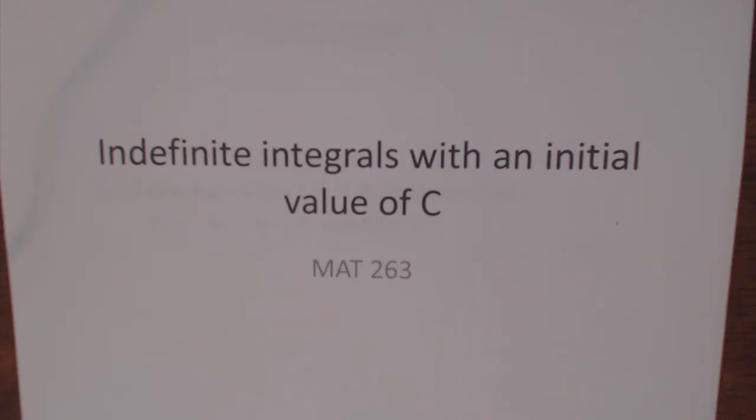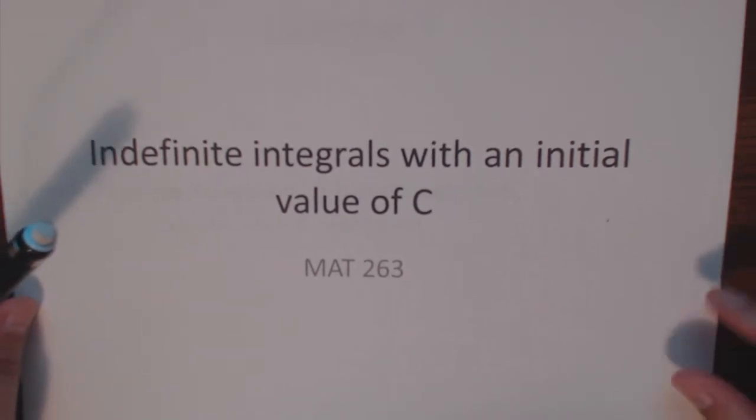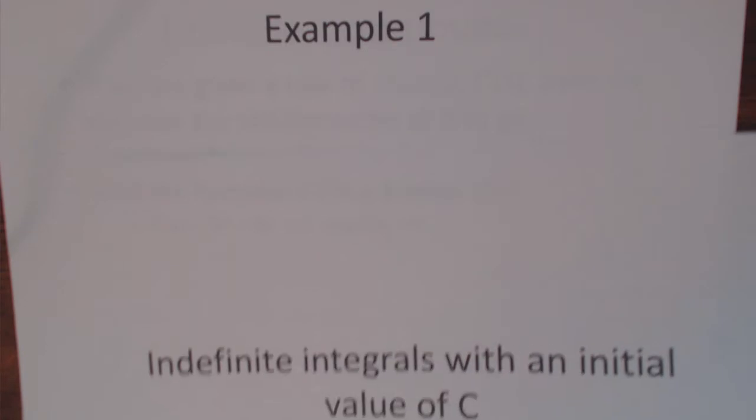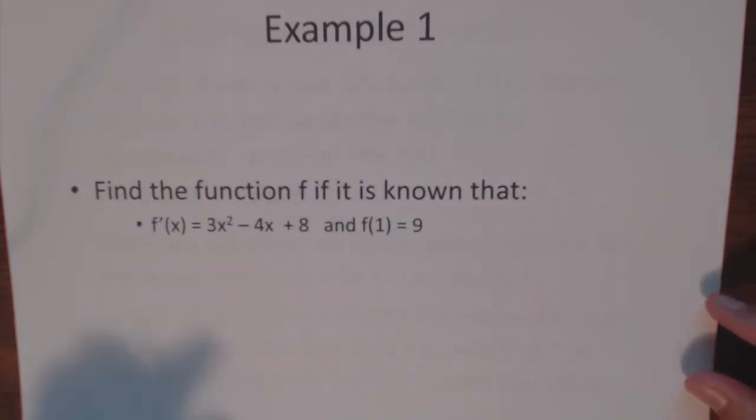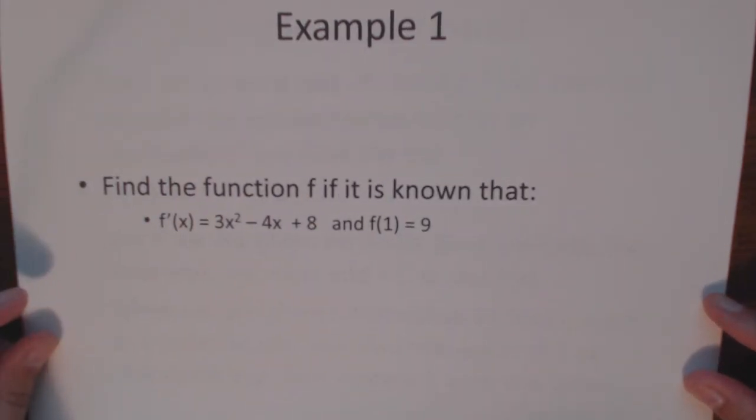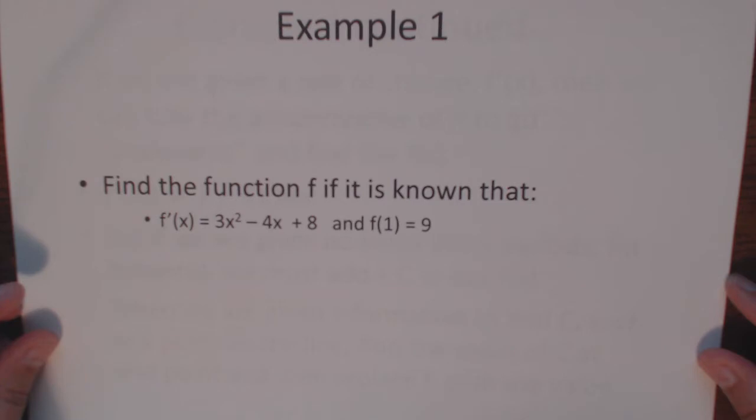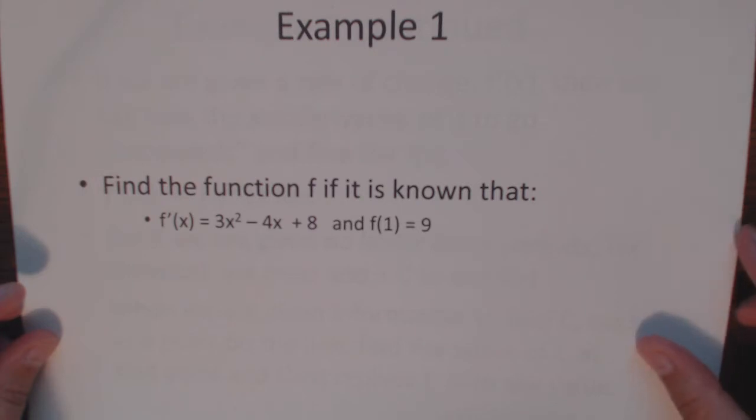This lesson is on indefinite integrals with an initial value of c. We call this initial or fixed value problems, and so we'll start with just a generic example that doesn't have a word problem associated with it, and it is this. It says find the function f if it is known that f prime of x equals 3x squared minus 4x plus 8 and f of 1 equals 9.